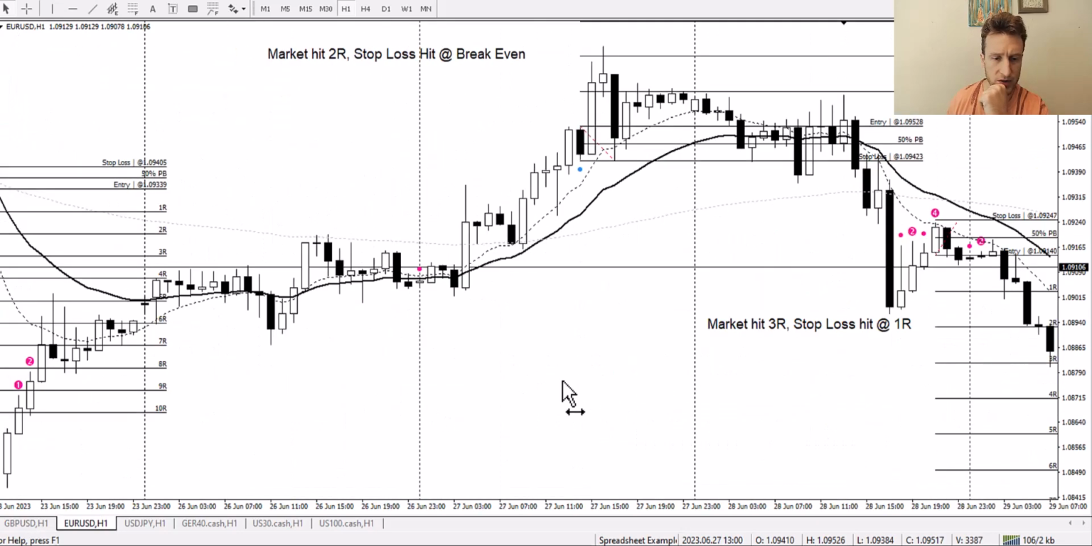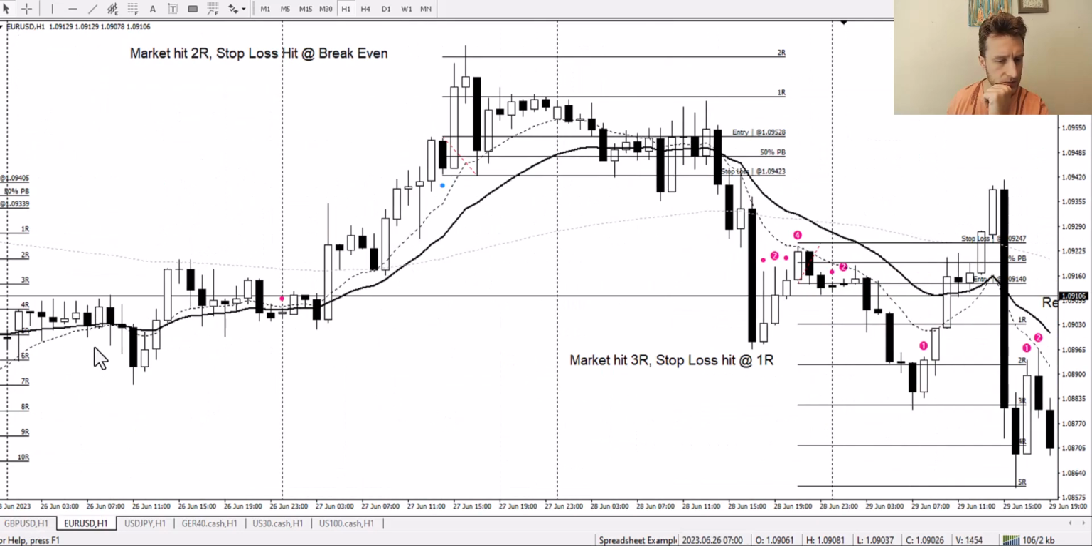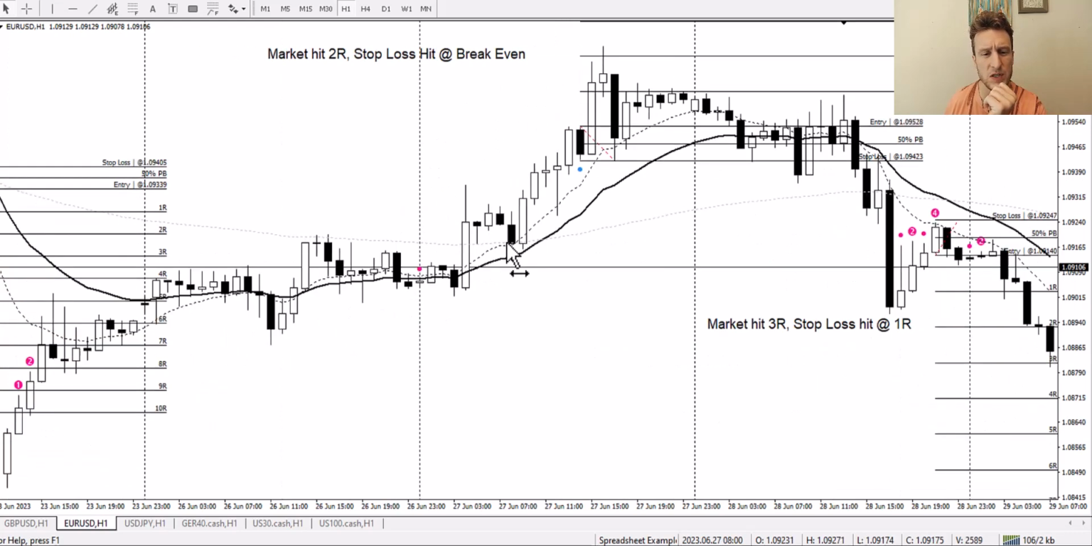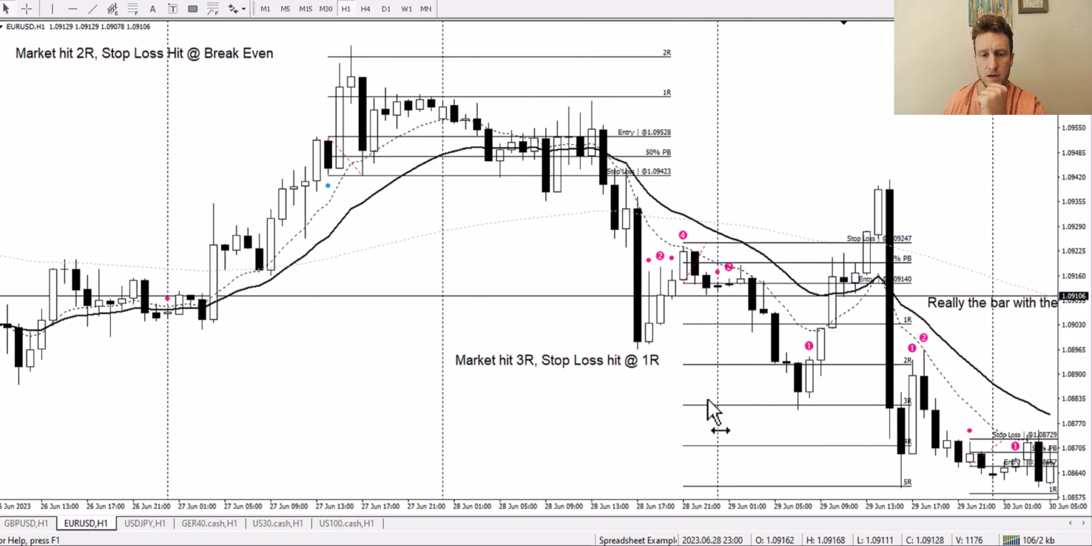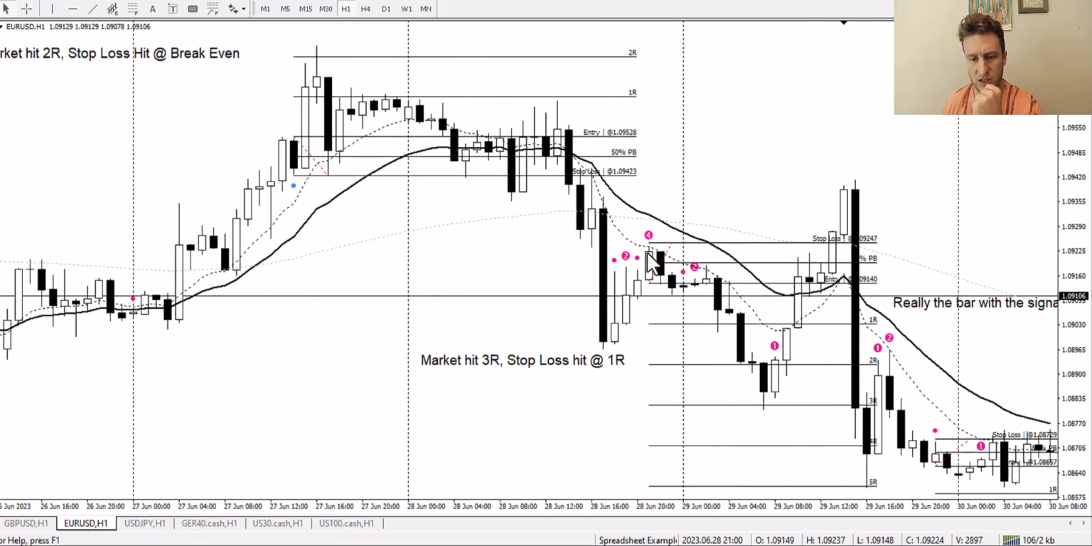And then now we move on to the euro. So 26, nothing there. 27, there was this one here. That would have been a break even up to 2R. We would have moved our stop to break even. This one here, we got all these pullbacks. These are nice size bars in the pullbacks.